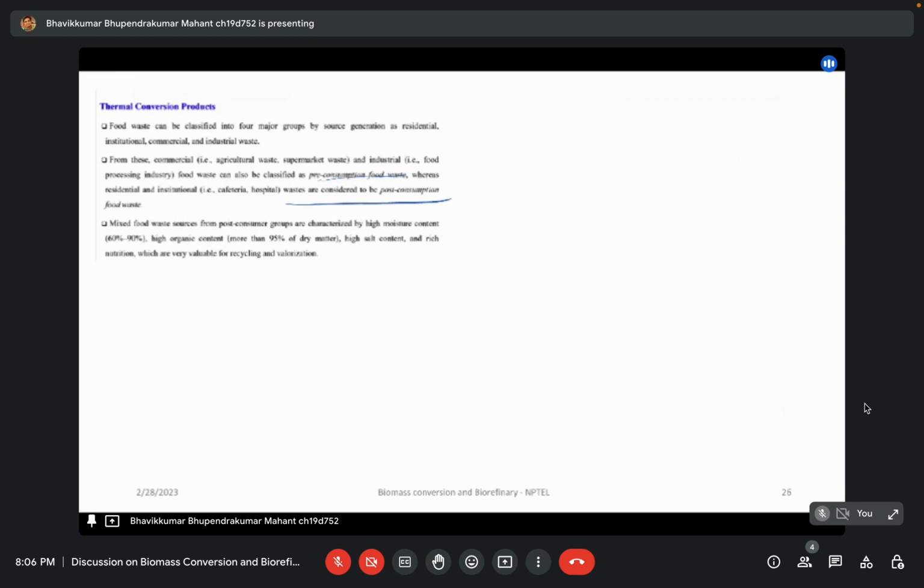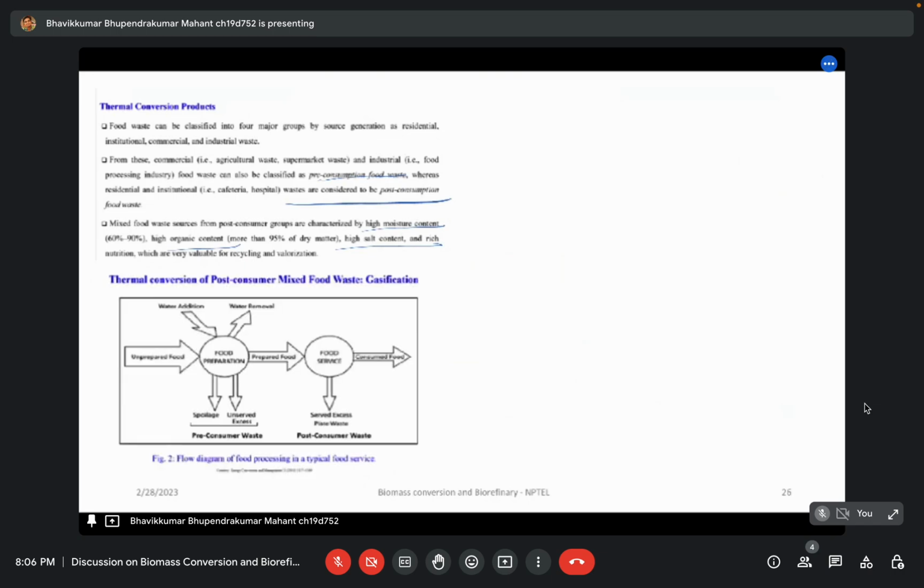The mixed food waste sources from post-consumer subgroups are characterized by high moisture content, high organic content, and high salt-rich nutrition, which are very valuable. So we can mix the food waste, and then we can play with the different characteristics of the waste, and that will be helpful for our process.